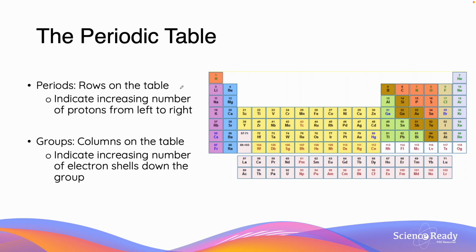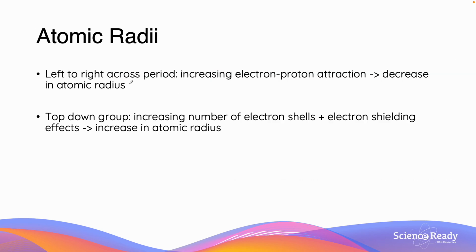We should all be familiar with the periodic table by now. It's a table which labels where all of our elements are. The periods are going to be the rows on the table, and the rows are going to indicate an increasing number of protons as we move from the left-hand side to the right-hand side of the table. The groups, however, are the columns of the table. So if I say this is group 1, that will be group 2, 3, 4, all the way up to group 18. As we go down the groups, what is happening is we're actually indicating an increase in the number of electron shells.